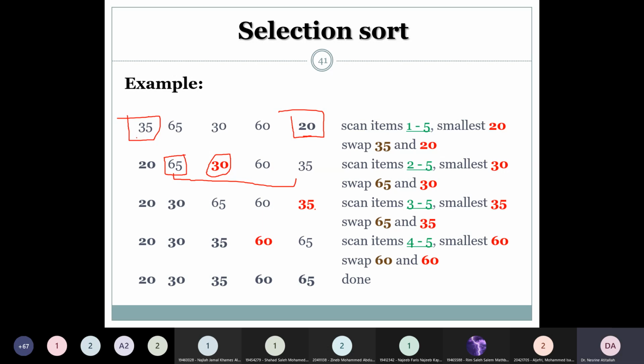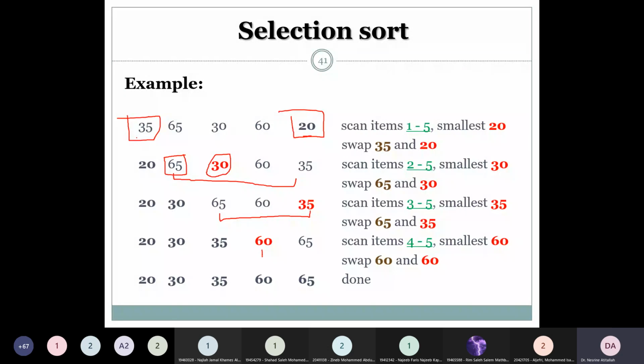Okay, is it clear? After that, we will start by comparing 65 to 33 and 5, okay? And we will compute the smallest. This is the smallest. We will exchange, or swap, the smallest with 65, okay?